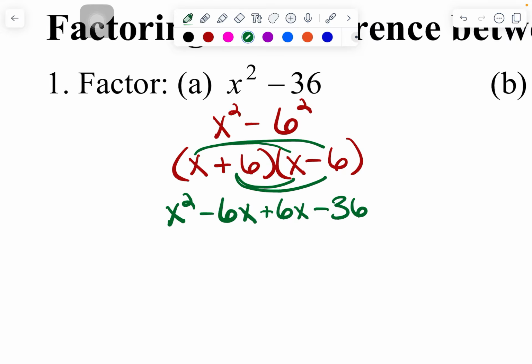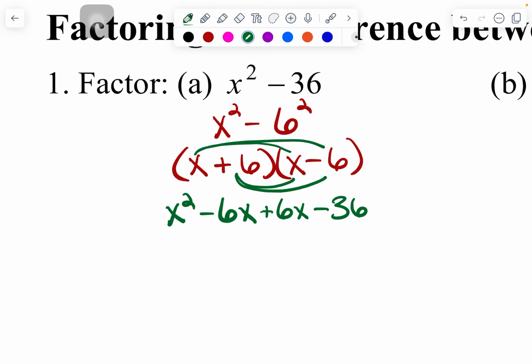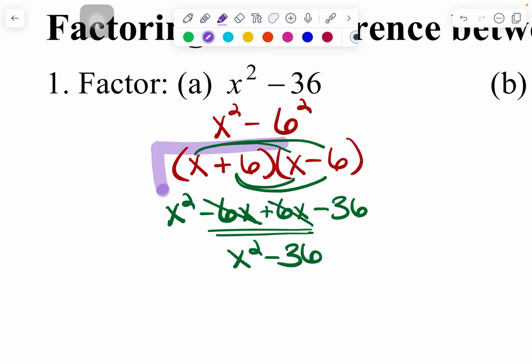Now you might be looking at this going, but wait a minute, that doesn't match the original, and that's what's supposed to happen. These two middle terms, you have a positive 6x and a negative 6x. When you combine those, they eliminate each other, leaving behind simply x squared minus 36, which is in fact what you started with. After showing that check, I do want to remind you the answer is still the factors you had here, the x plus 6 and the x minus 6. This was just my work to show my check, literally show it to you so you understand why it works the way it works.